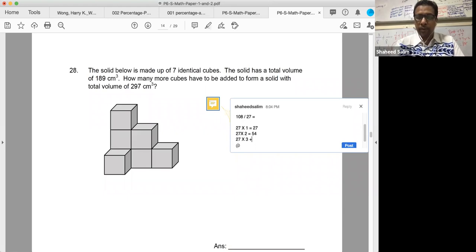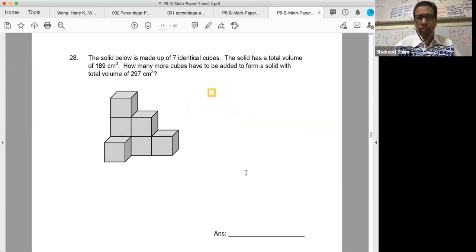Let's see. 81, I think. Is it 81? 81. And then 27 times 4 is 108. So you need to add 4 more cubes actually, because 4 cubes has the volume of 108. So you can do this, you just need to be careful.